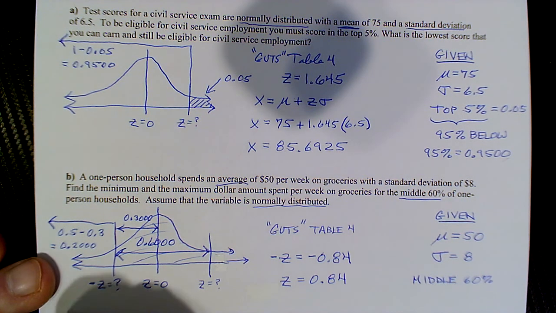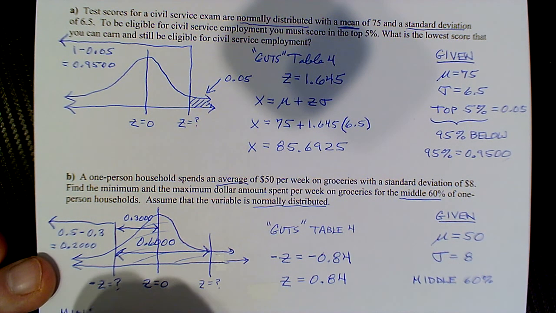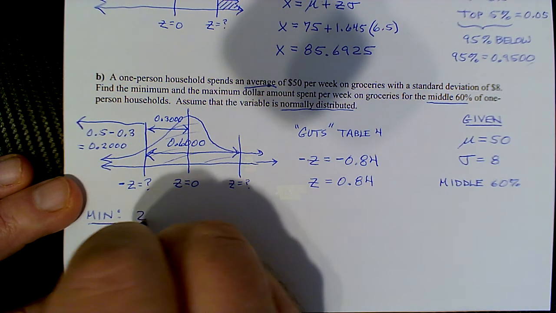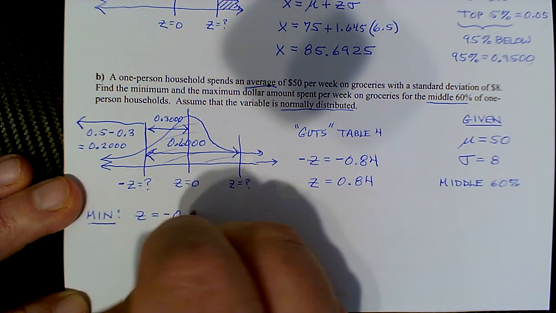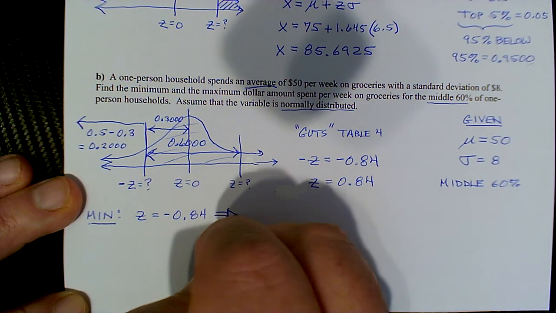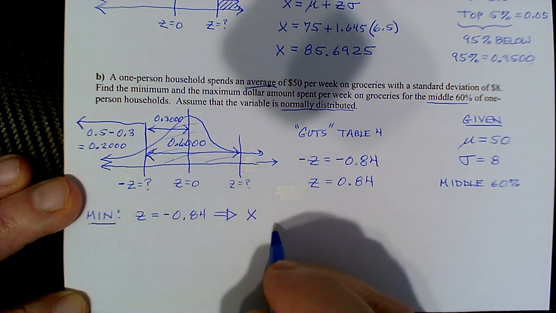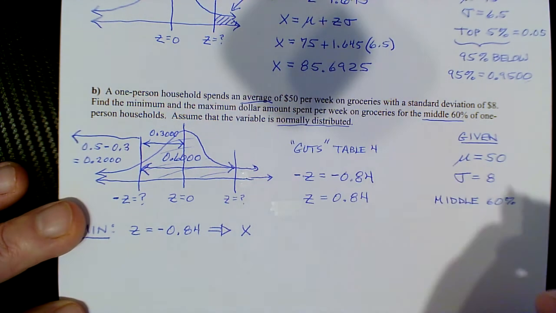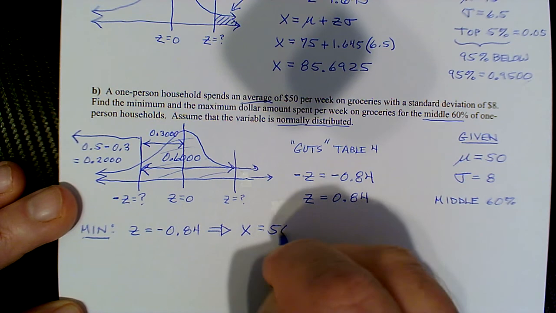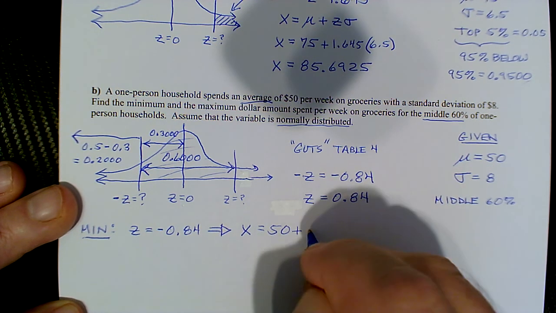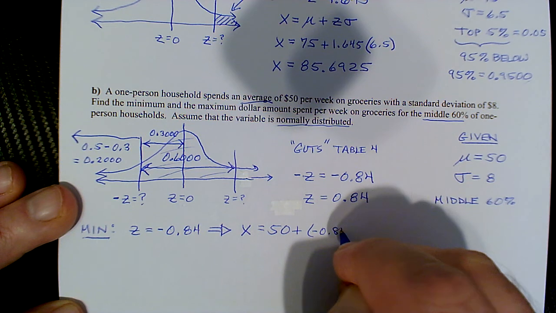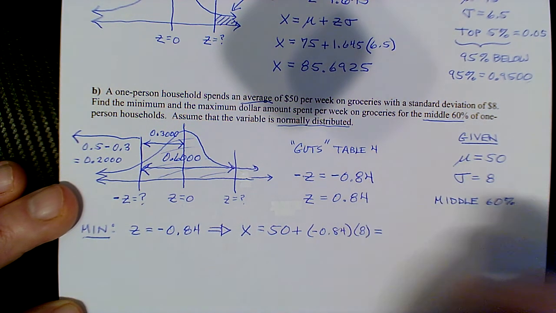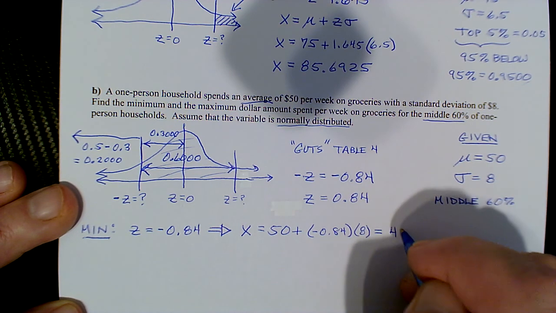Alright, so the minimum is going to be when z is negative 0.84. So then into our formula, I won't write it again, but it's right here if you need to see it again. X is mu plus z sigma. So mu was given to be 50, plus z, negative 0.84, times sigma, which is 8. And just be careful of the negative on your computations, and we get 43.28.